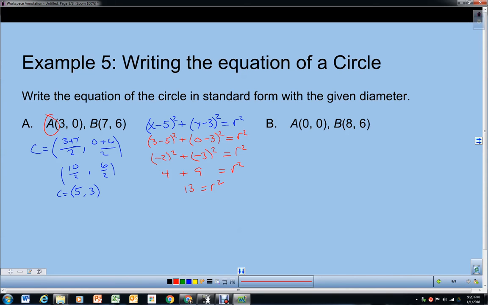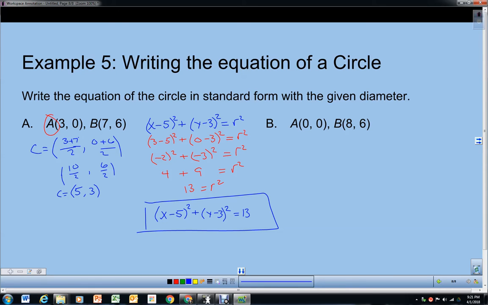So we'll go back to the equation at the top, and we're going to substitute 13 in for r squared, which will give us our final equation of x minus 5 all squared plus y minus 3 all squared is equal to 13. And that is our final answer.